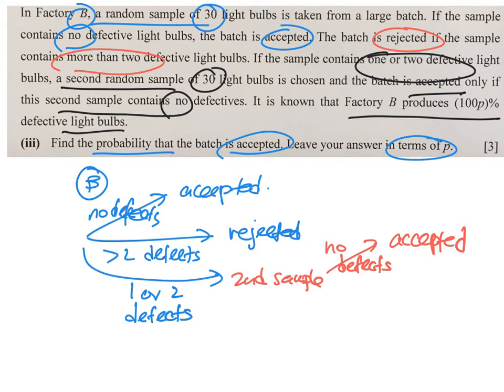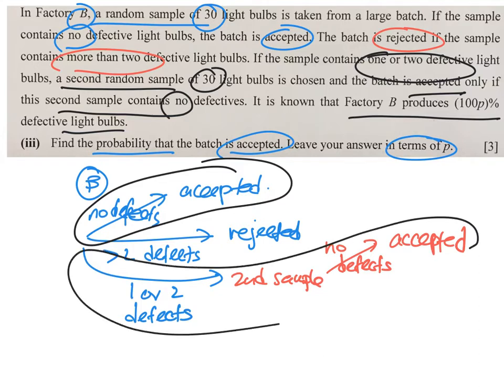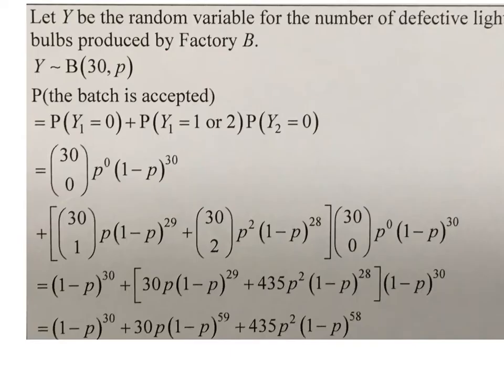Right, so from the tree diagram, it is easily seen that the batch is accepted under this condition, as well as this other branch of the tree diagram. And what we need to do now is actually to write in terms of probabilities for these two branches. Now we let y be a random variable for the number of defective light bulbs produced by factory B. Right, please use a different letter to represent the random variable.